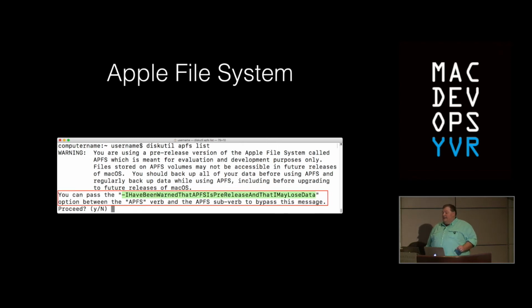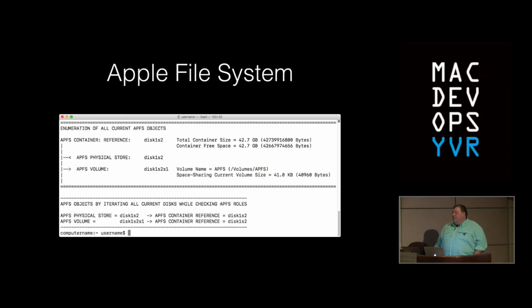And Apple recognized that folks would likely want to skip this message if possible, so they included a command line option for bypassing it. However, this bypass option also makes perfectly clear Apple's guidance with regards to storing your data on APFS volumes at this time in Sierra. So once you're past the APFS warning, the output of diskutil apfs list should look similar to this. So in this case, there's one APFS container and one APFS volume present on this Mac.